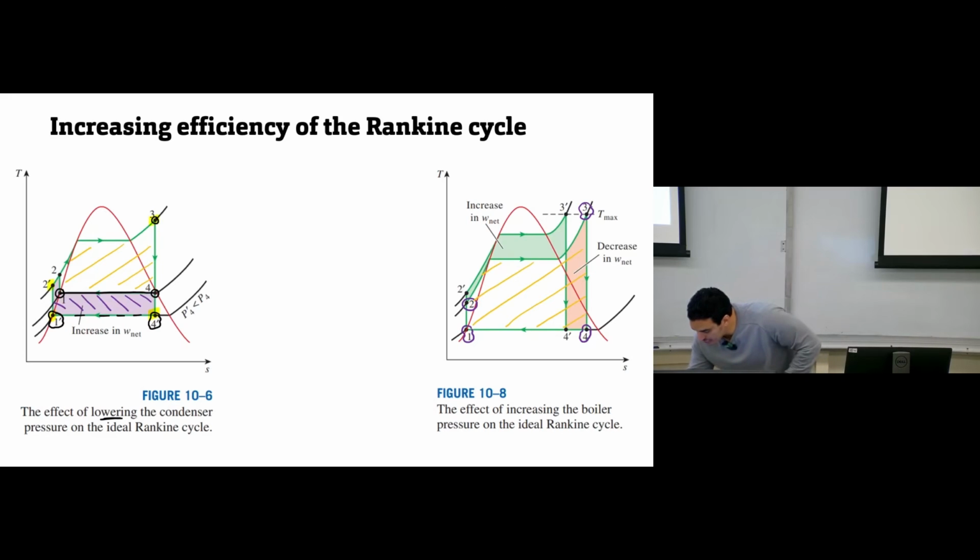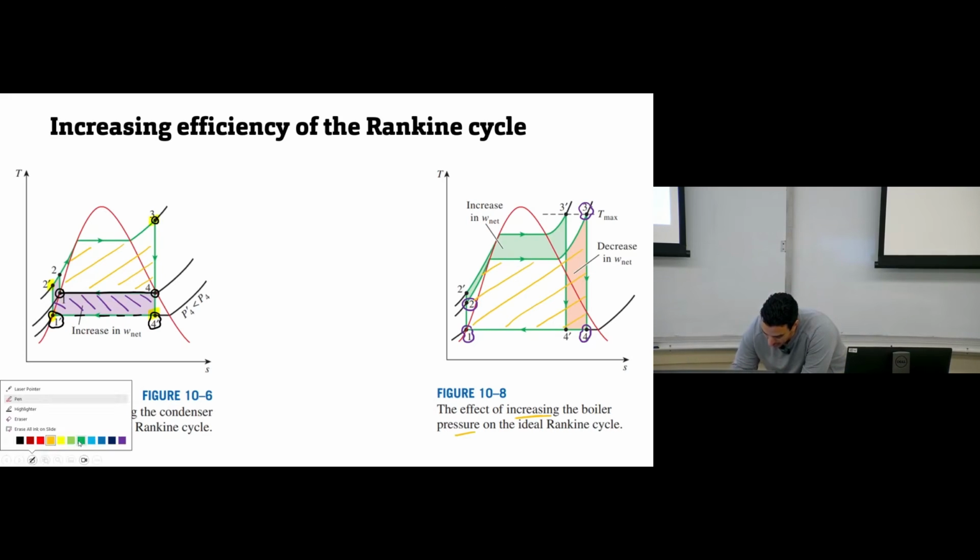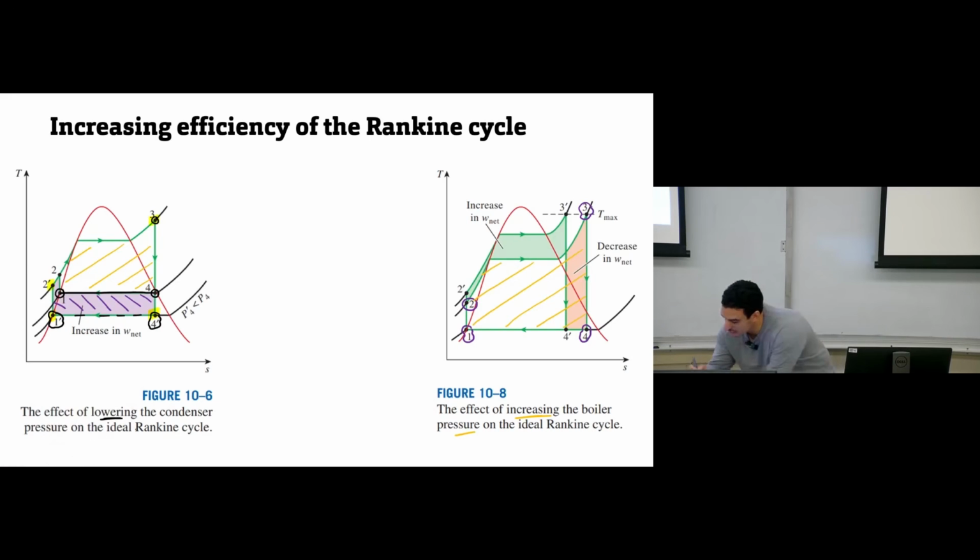So here the option is, if you increase the pressure of the boiler, what will happen? We'll have new points representing the cycle. Point 1 will be the same. Instead of point 2, it will be 2 dash. Instead of 3, we will have 3 dash. Instead of 4, we will have 4 dash, and this will be the network obtained from the new cycle.